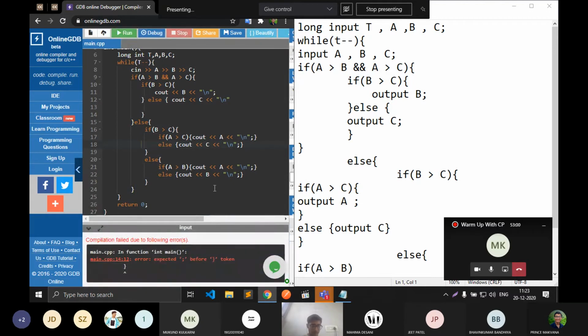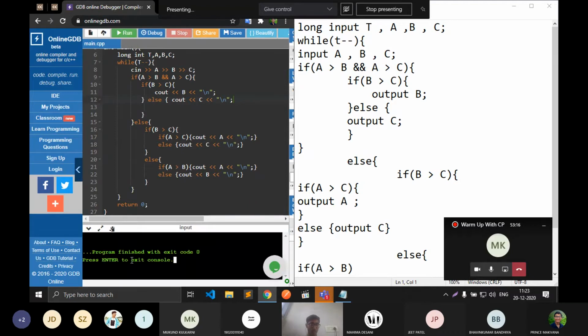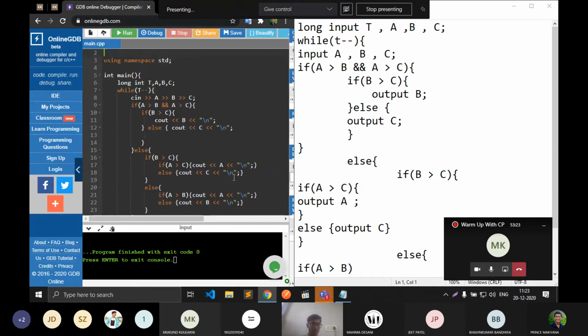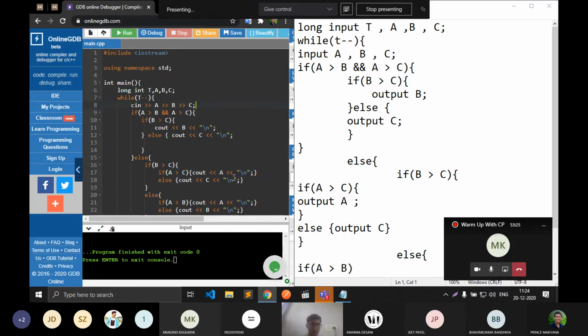Okay, here is one error: line 14 to 12, a semicolon. Here I go, okay, semicolon it is. Run. It is runnable, it is executed. Input a, b, c, cout a, cout b, cout c. Okay.